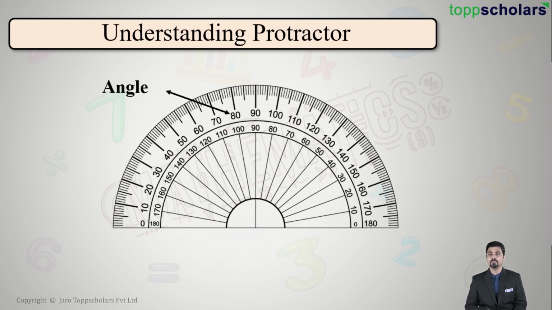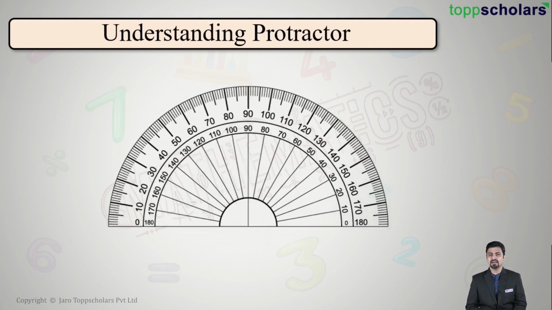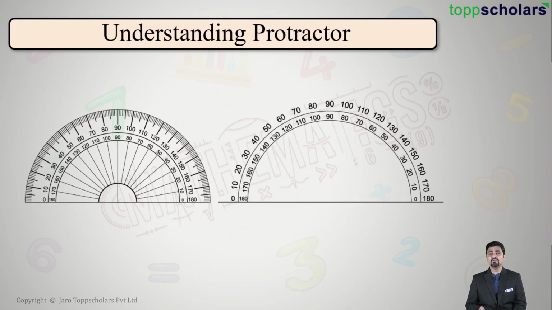Right? Now, there are numbers written on the protractor. These numbers tell us how much angle is drawn. Now, you see that there are two different lines of numbers, or I can say we have two scales. One is called the inner scale, which starts from 0 on the right side and goes anti-clockwise till 180 on the left side.